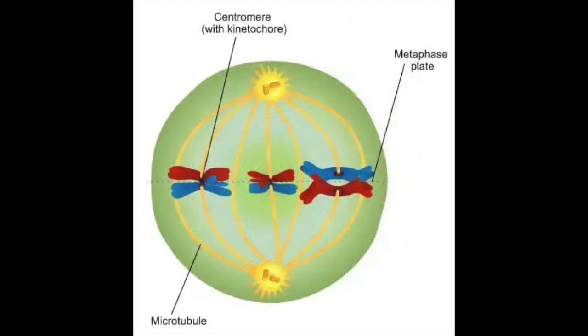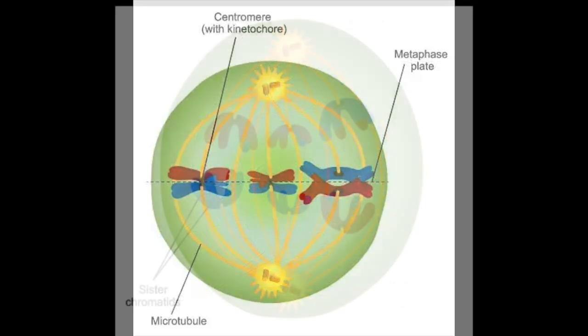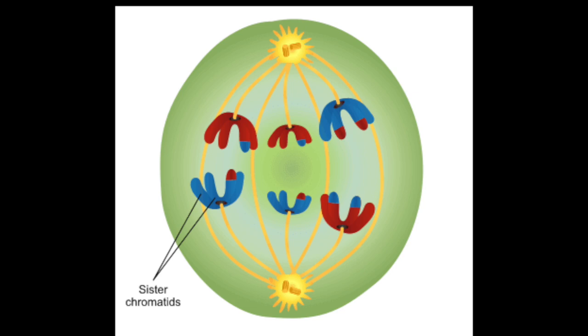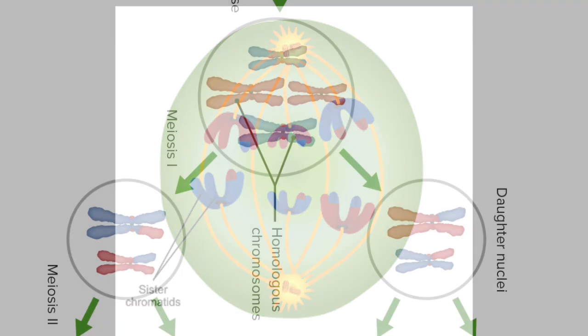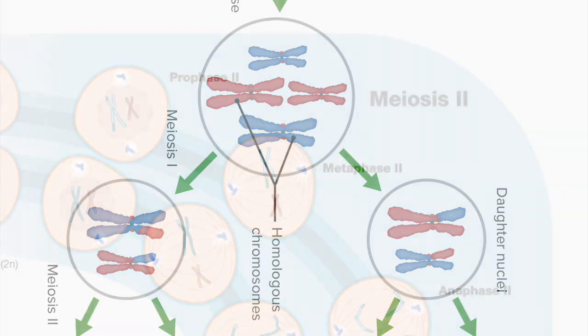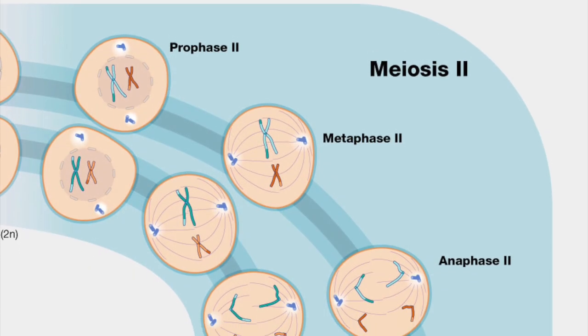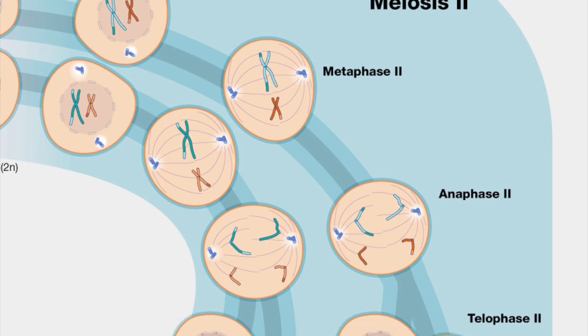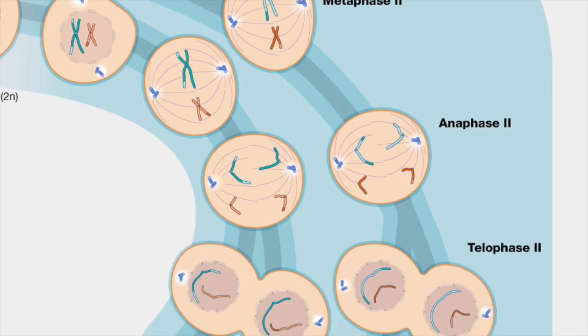The tetrads align at the middle of the cell in metaphase 1 and split into 2 double-stranded chromosomes in anaphase 1. The result of meiosis 1 is 2 haploid daughter cells. No chromosome replication happens in meiosis 2. Meiosis 2 is much like mitosis.